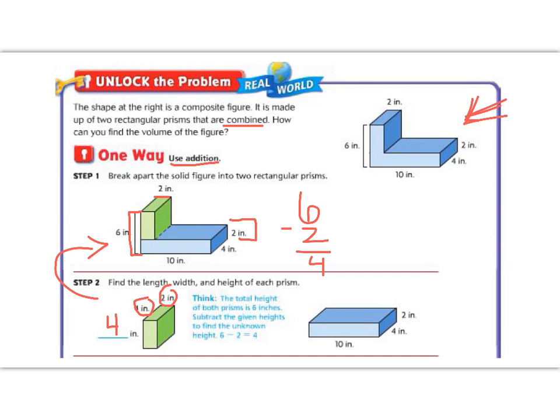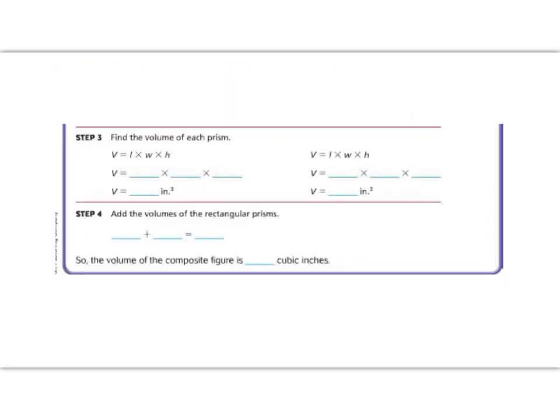Now let's look at the blue box. The blue box has 10 and 4 and 2. So we have everything we need there. And now that we have both of those bits, let's go to step 3. Step 3 has us finding the volume of both boxes.